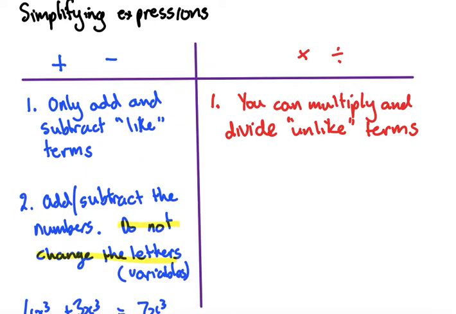Now the rules change when you multiply and divide. You can multiply and divide any terms. They don't have to be exactly like terms. So if you have 4y cubed and you're going to multiply it by 3a, you go 4 times 3 is 12 times a times y cubed. So you can combine any terms at all. There are no restrictions.